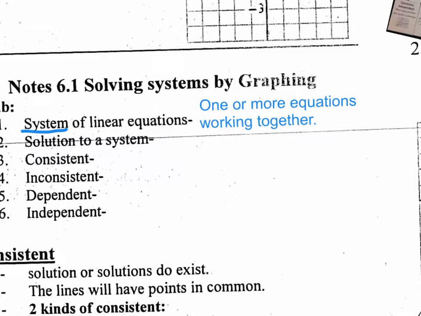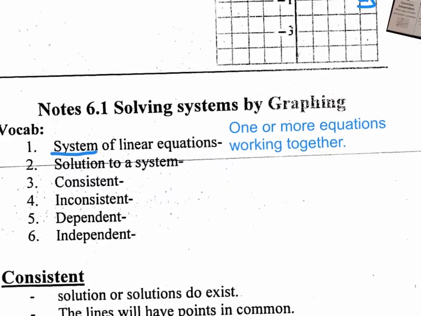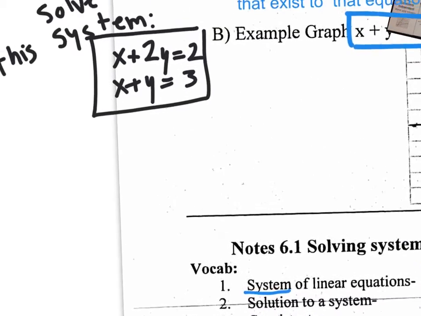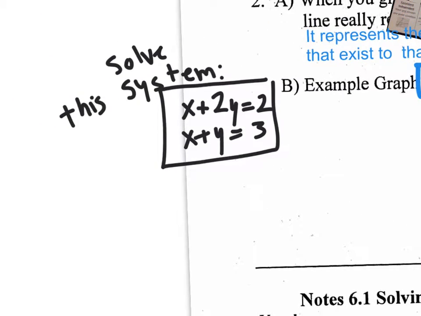Okay, so maybe we need to pause right here, and maybe we need to go back and actually look at what a system is. I'm going to go back up here, and I'm going to create this system right here. It's the equations x plus 2y equals 2 and x plus y equals 3, okay? And I want you to box it in. So go ahead and write it up there, box it in, and I want to ask you to solve this system.